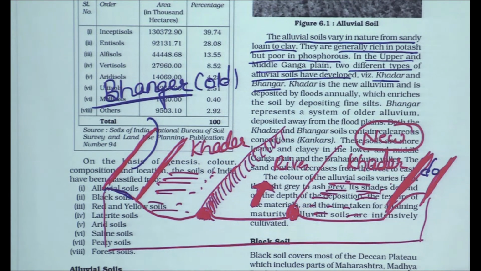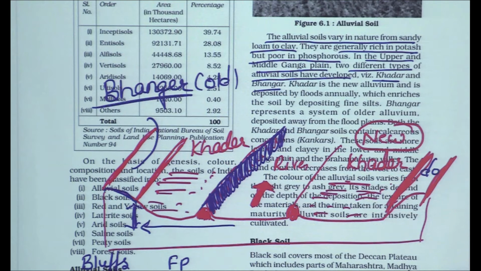Reason, number one, it is away from the active channel, see the distance. And number two, it is elevated, see the height. So, it is not normally or regularly deposited, as the deposition will be seen in the floodplain, which is significantly nearer to the active channel and is low lying. In technical terminology, Khadar is referred to as floodplains and Bhangar as bluffs. But in our country, we refer to them as Khadar and Bhangar.